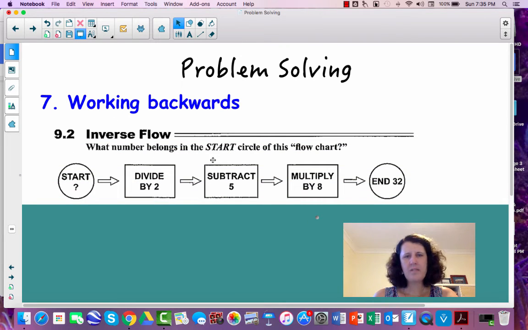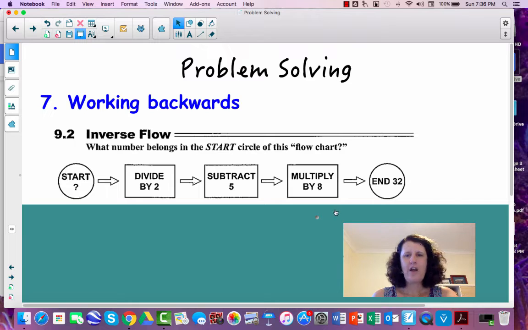What number belongs in the start circle of this flowchart? So we take a number, we don't know what it is, we divide by 2, we subtract 5, multiply by 8, and we get 32. So the simplest way of working this one out is to actually undo each of those operations and go backwards until we get to the beginning.